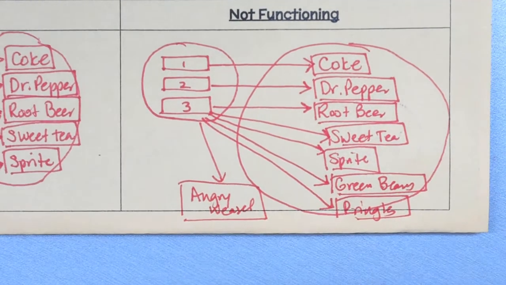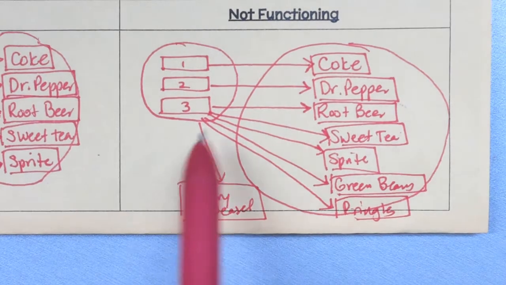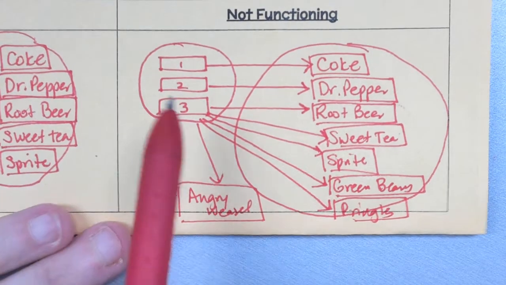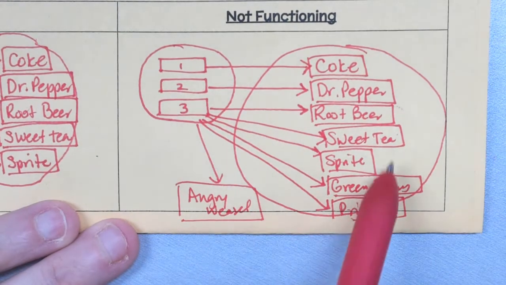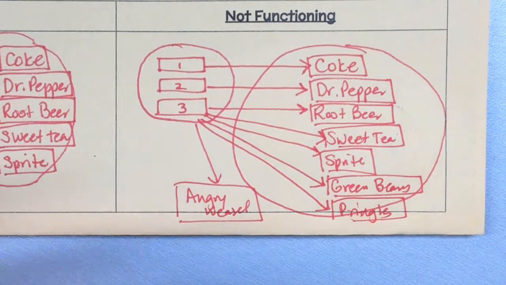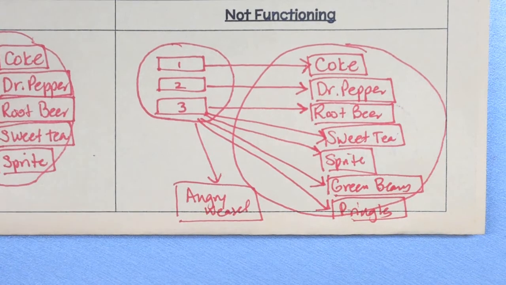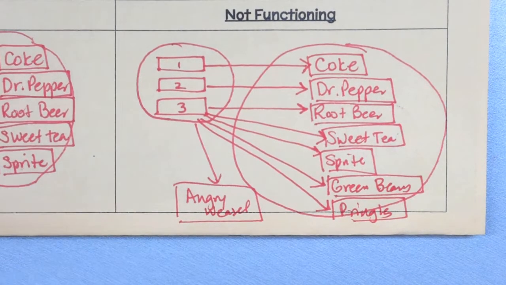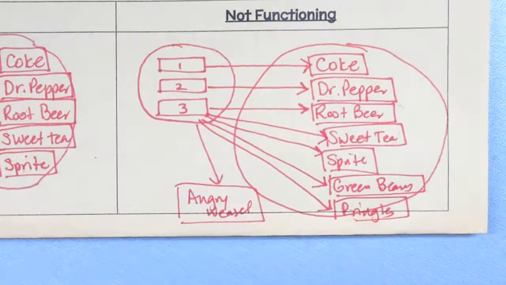Okay, so button 1, totally predictable. Button 2, 100% predictable. But button 3 is pure chaos. I could get root beer, or sweet tea, or Sprite, or green beans, or Pringles, or an angry weasel could attack me. Like, I don't know what's going to happen when I hit this button, okay? Button 3 is not predictable, and that means this machine's not functioning.